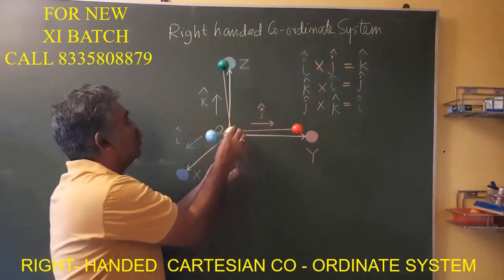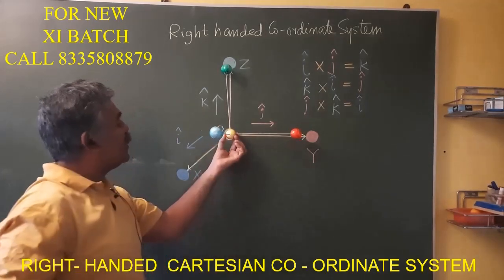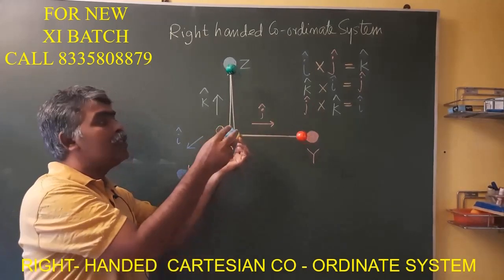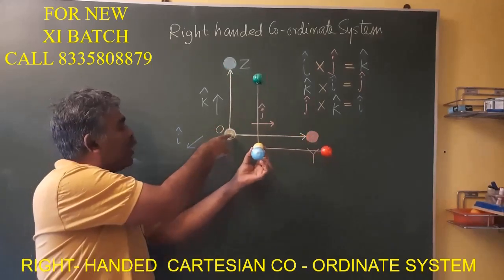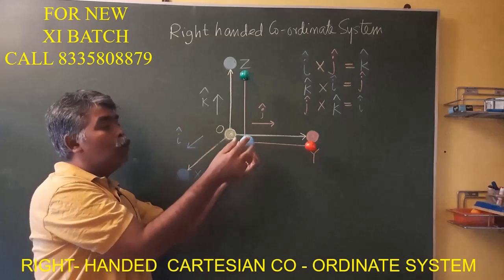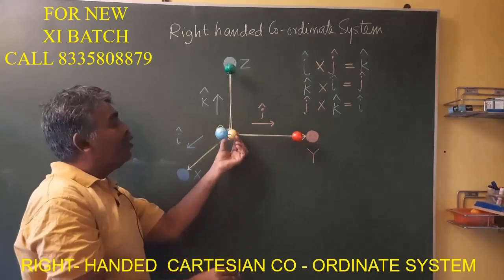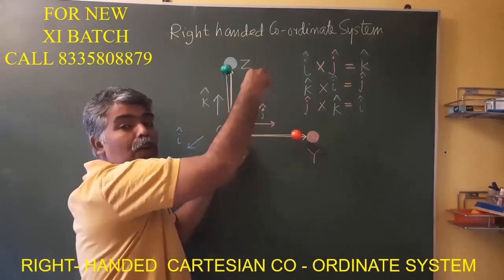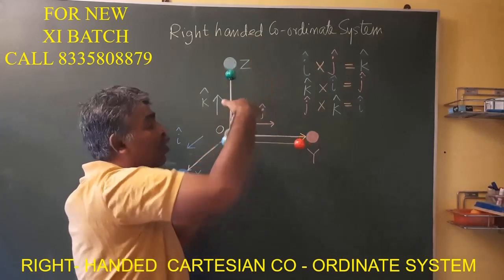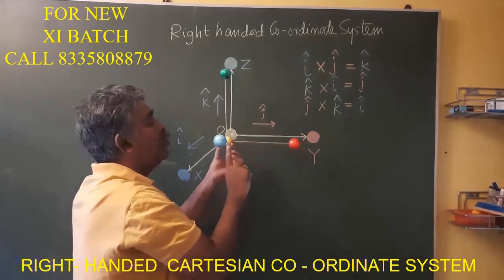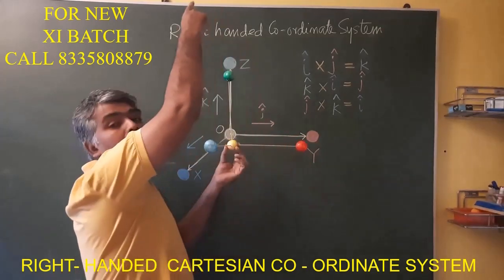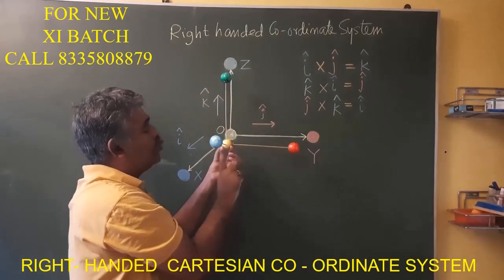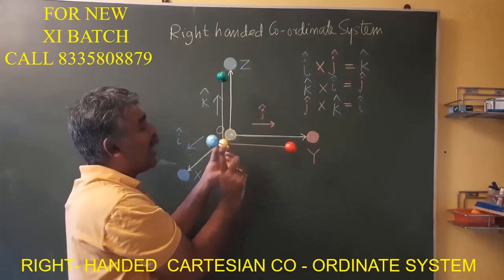What's the rule? The rule is, while drawing in 3D, I can't draw this axis, so what I do is, I do it like this. This blue one is the x-axis. Now, the rule is, you stay in the first quadrant, where all of them are positive. X is positive, Y is positive, Z is positive. Fine. Now you stay in the first quadrant and you move from X to Y in an anti-clockwise fashion.